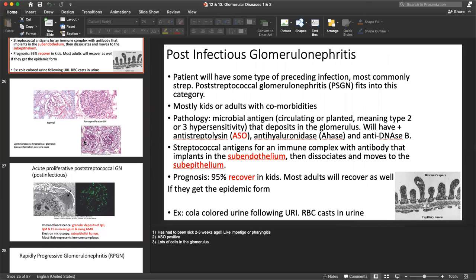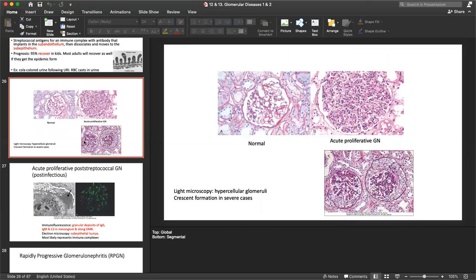Know it's after strep. And if we're looking on light microscopy, here's a normal, and here's our acute proliferative. So we can see that right here, we've got lots of white space. We can see differences. Right here, there's no white space at all. In severe cases, and what we're going to talk about in rapidly progressive glomerular nephritis, there's going to be this crescent shape. So you can see a crescent formation. But basically know this one more. Lots of color. We don't see lots of space.